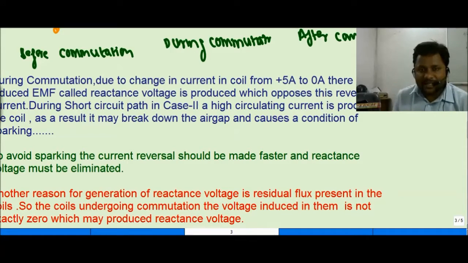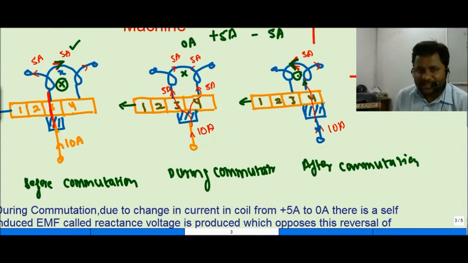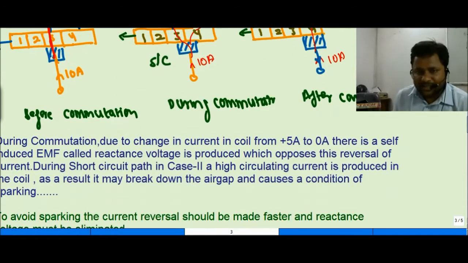During the short circuit part, in case 2, a high circulating current is produced in the coil. As a result, it may break down the air gap and cause sparking. This is called the short circuit condition, because here the induced voltage is 0 and the coil behaves like a short circuit. The current is changing in the coil.